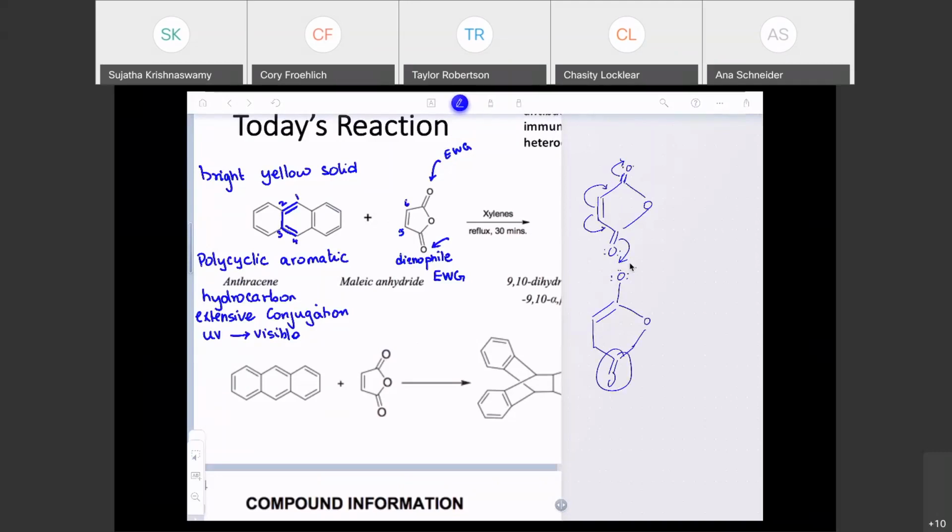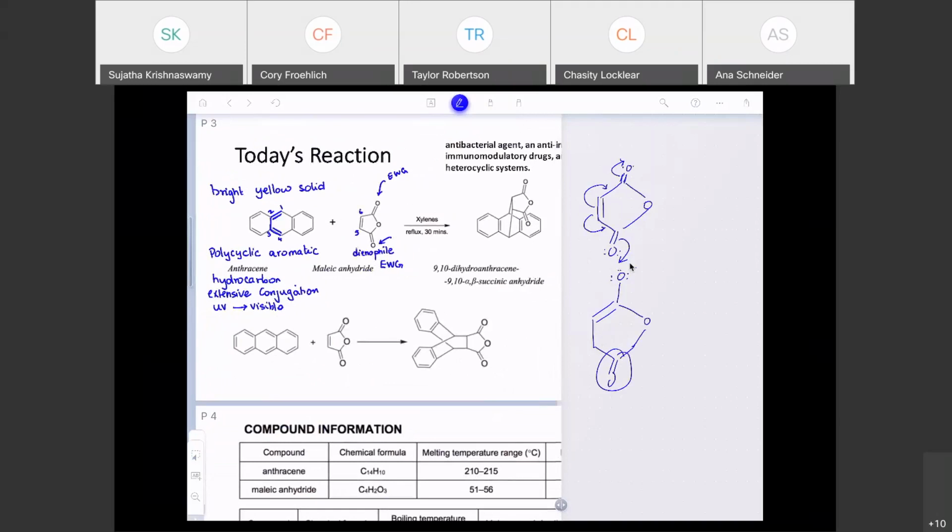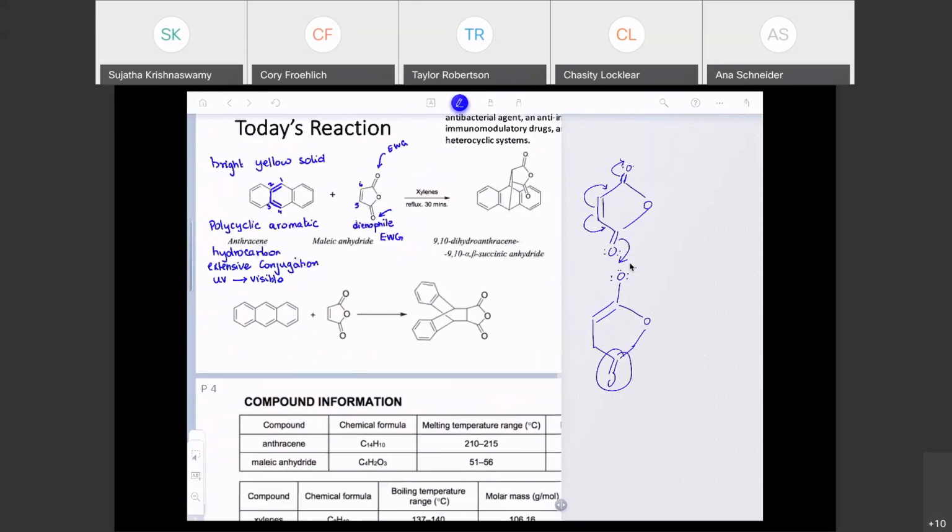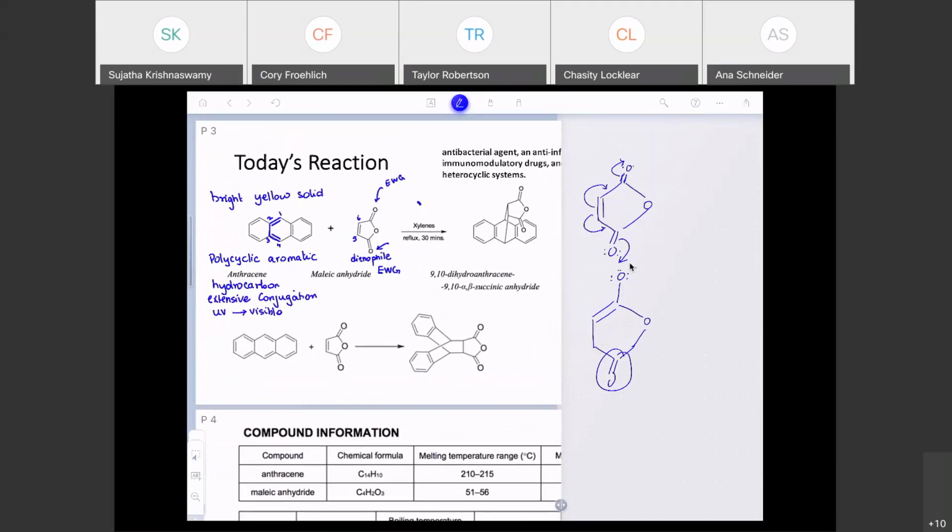Okay, so you have a dienophile that's very reactive simply because you've got 2 electron withdrawing groups, top and bottom here. Xylene is a solvent that is used. So just to give you an idea of xylene, this is benzene. This is toluene. That's a benzene with a methyl group.